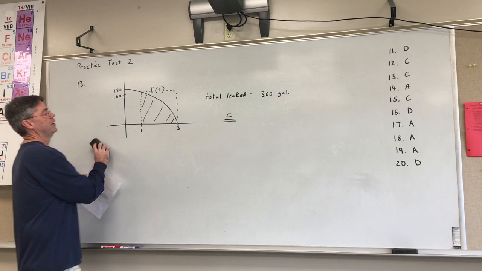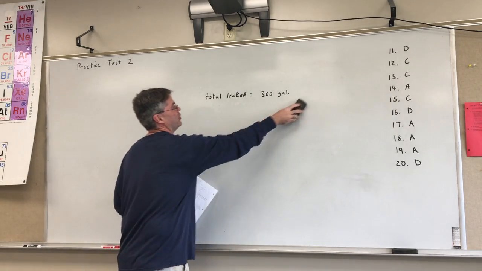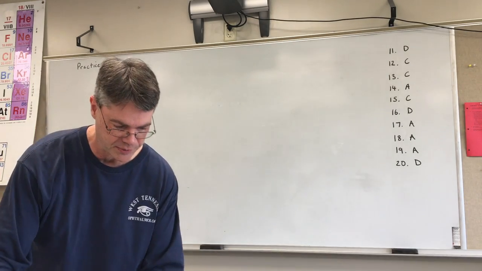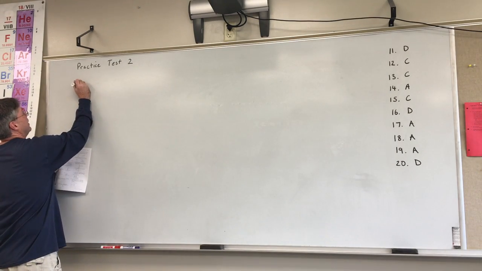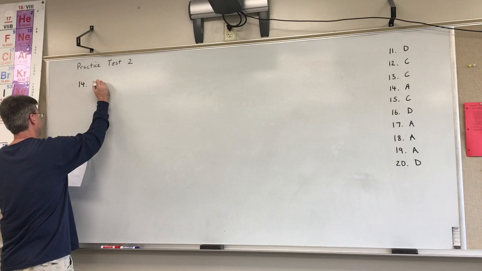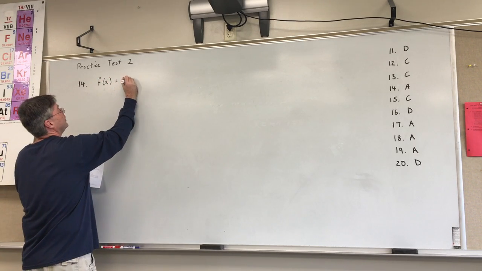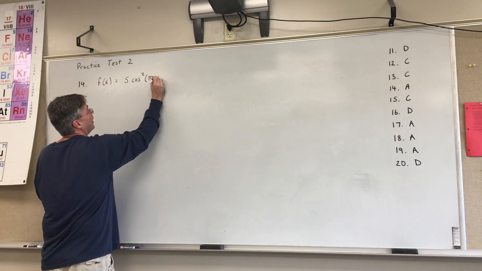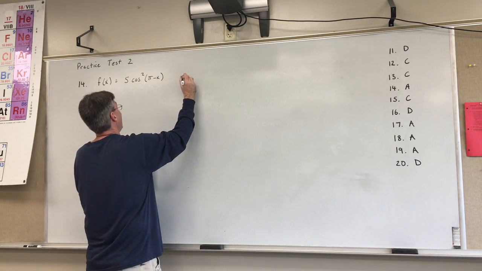All right. That's number 13. That's one you're going to be able to knock out pretty quick if you understand the theory. Number 14 says we have f of x is equal to 5 cosine squared of pi minus x. What is f prime of pi over 2?